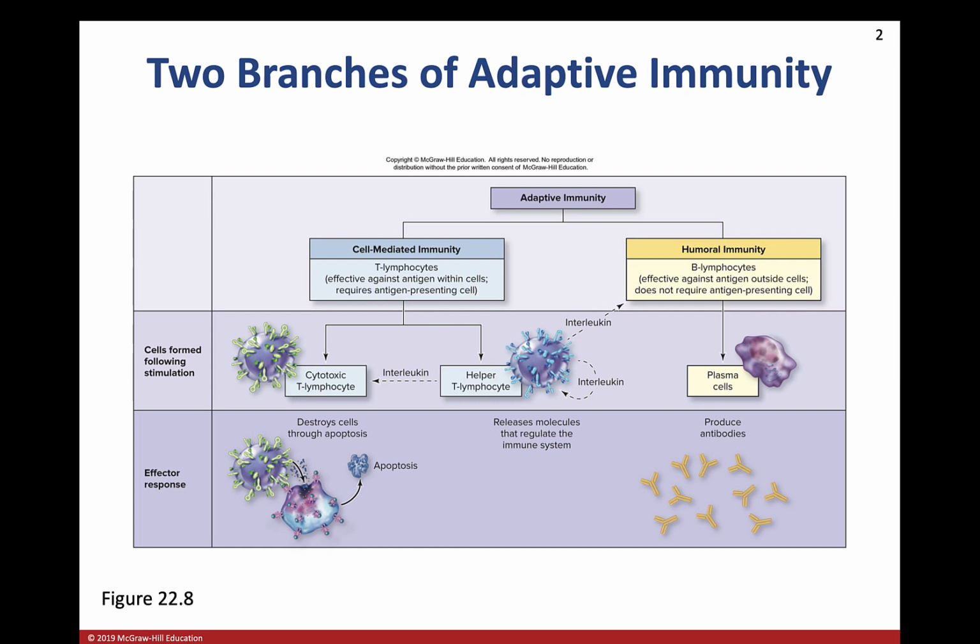Humoral immunity, on the other hand, is mediated by B lymphocytes, and this type of immunity is effective against antigens outside cells and does not require antigen-presenting cells. Once activated, we actually will get plasma cells, and then these plasma cells will produce antibodies. One thing that's very characteristic of adaptive immunity is the fact that it has memory.